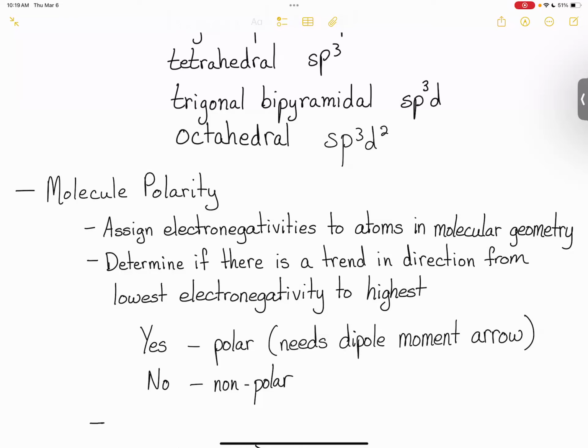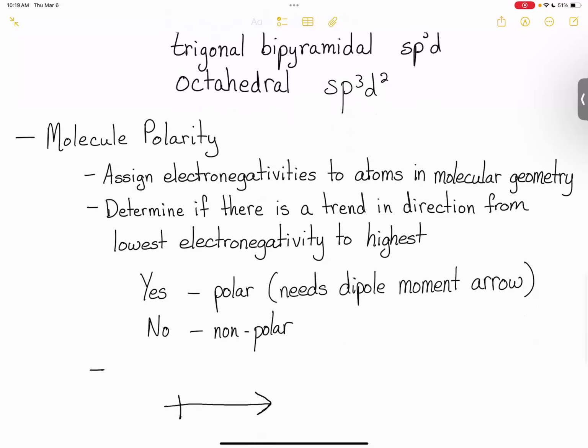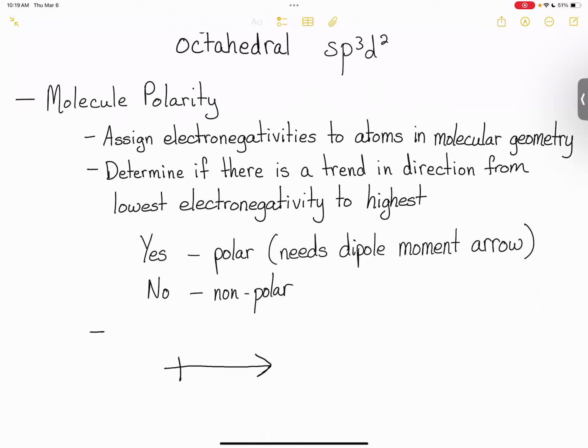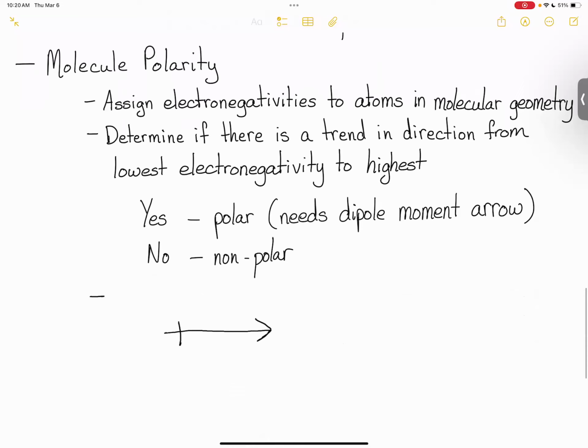Now, if we'd have said yes, then we would have used a dipole moment arrow, where the arrow would have pointed towards the more electronegative atom. And this little positive sign would have pointed towards the less electronegative atoms.